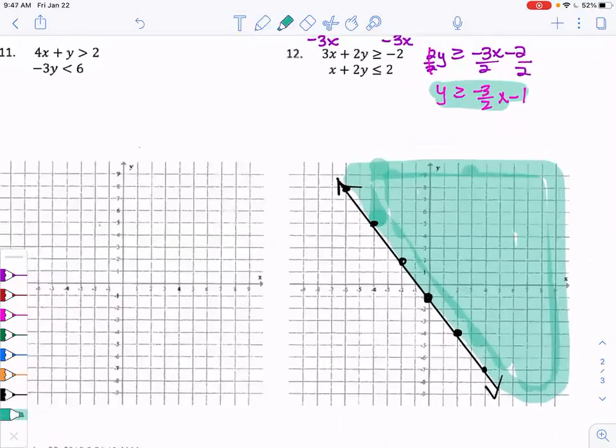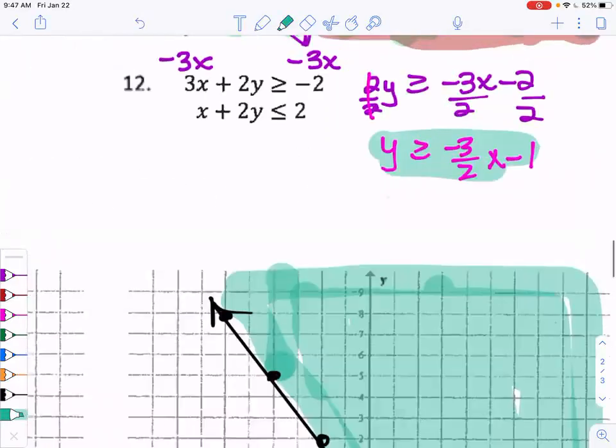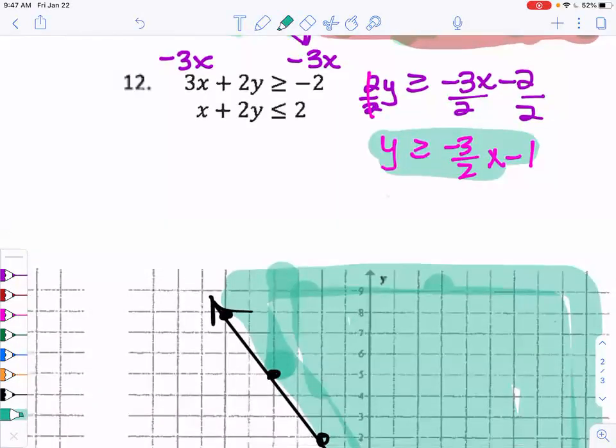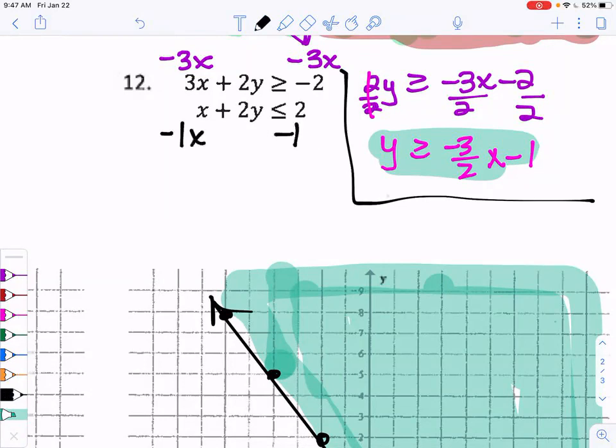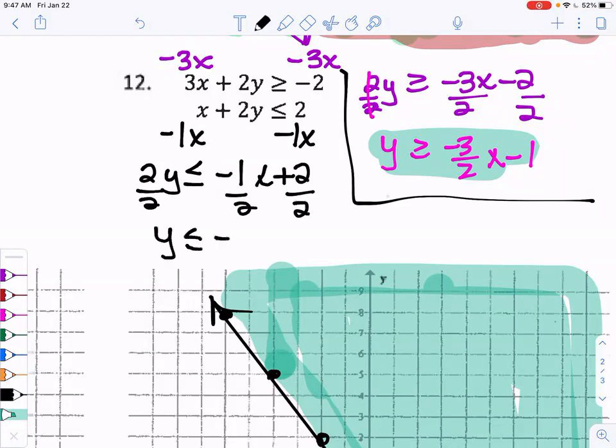So the second inequality, that's just one. This is a longer problem. We have to do the second one as well. So here is inequality number 1. I just kind of section that off. Now we're going to look at inequality number 2. We have to subtract x. 2y less than or equal to negative 1x plus 2. And then we have to divide by 2. So we have negative 1/2 x plus 1.